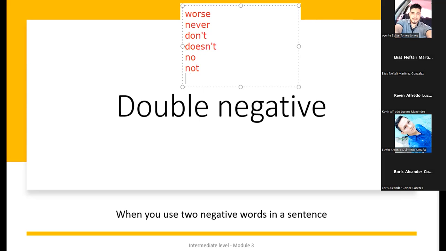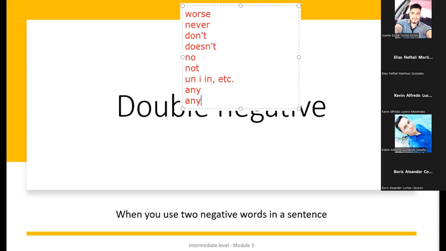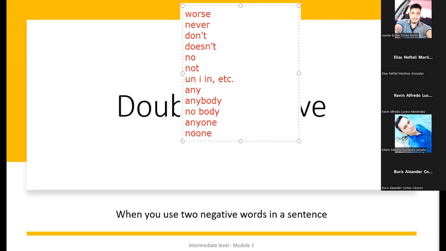We could say some prefixes, prefix like un, in, etc. Okay. Then we have other words like any. Anybody? Nobody. Anyone? No one.